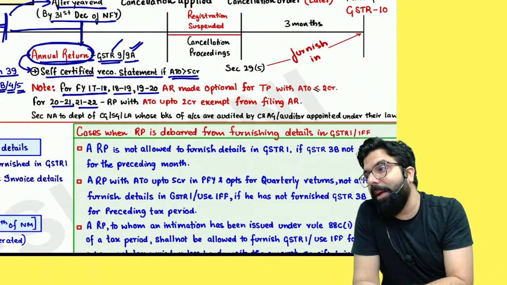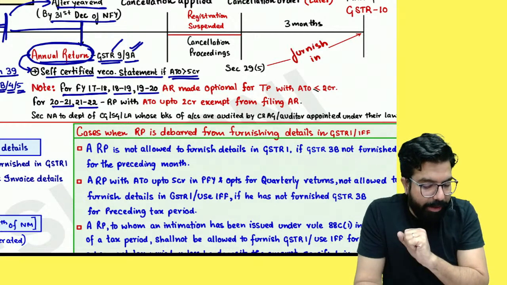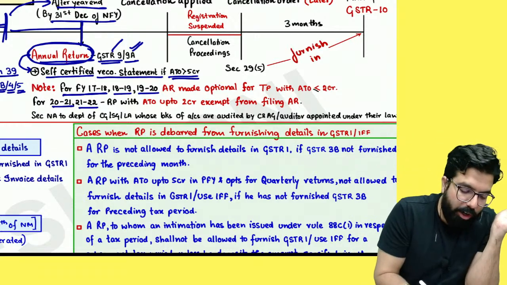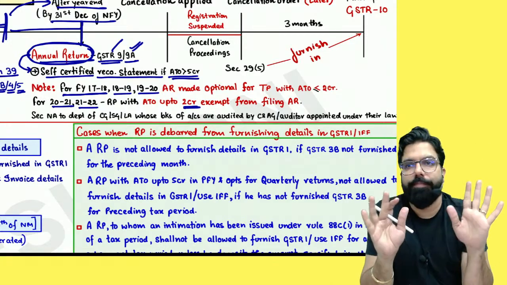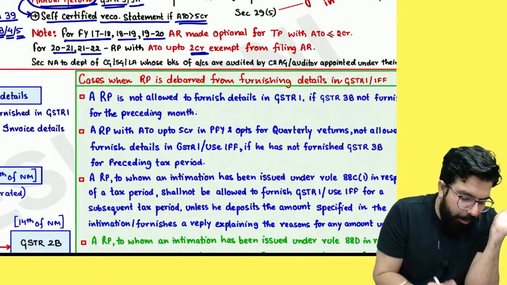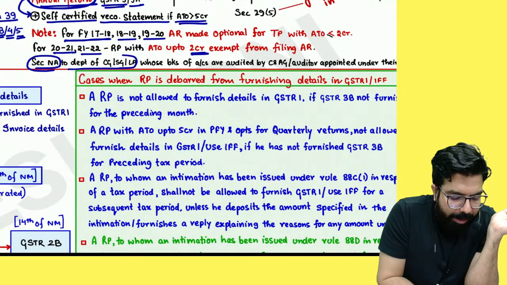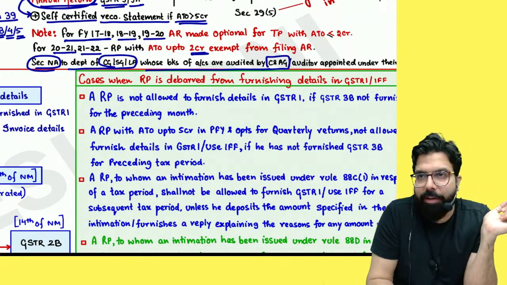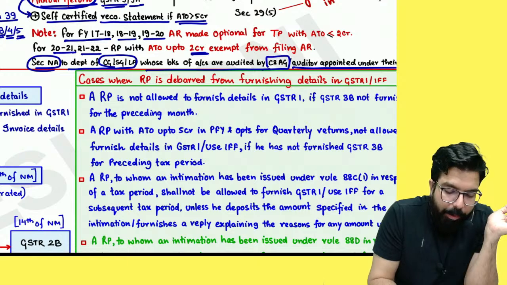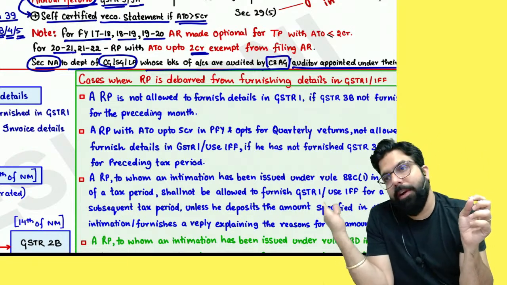Generally annual return is required to be filed by every registered person. But then the government went ahead and told what, everyone? If your turnover is up to 2 crore, you are exempted from filing annual return. Now, one more line is there which says this annual return concept is not applicable to a government department whose books are being audited by C&AG, Controller and Auditor General of India, or an auditor appointed under their law, because they are already doing the audit there.